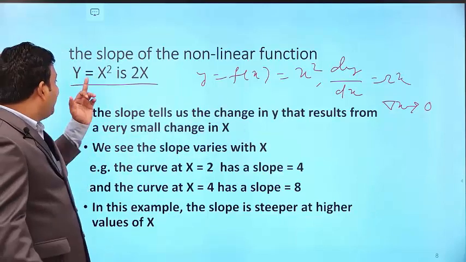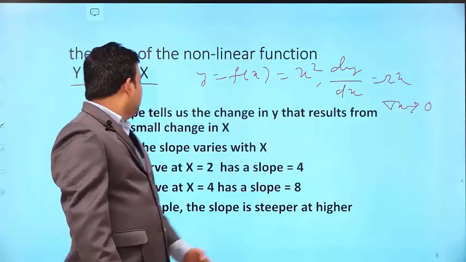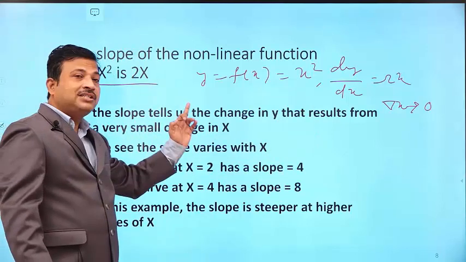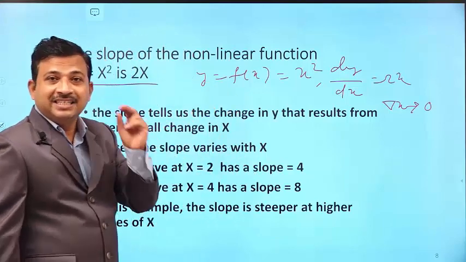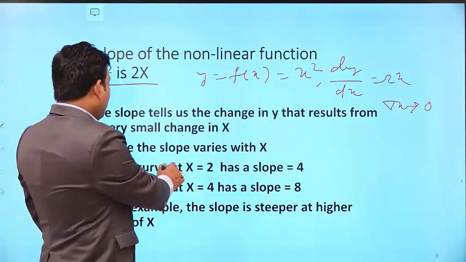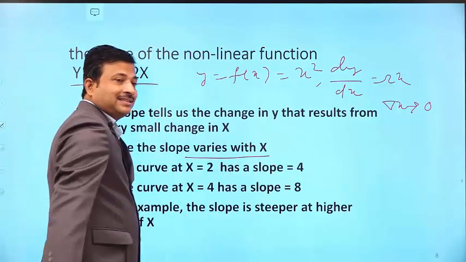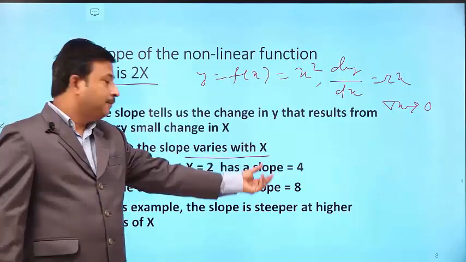So the slope tells us the change in y that results from a very small change in x, a negligible change, del x approaching 0. We see the slope varies with x. That is what we concluded.